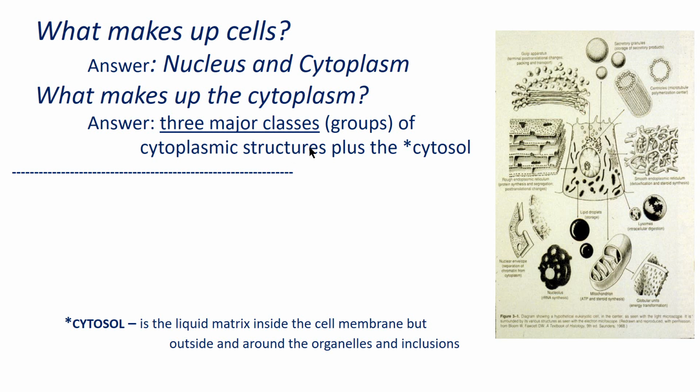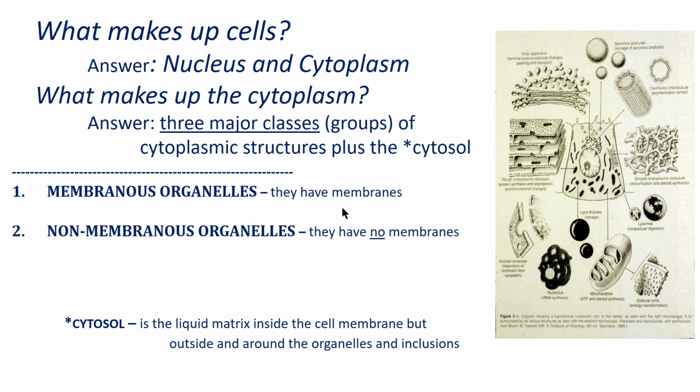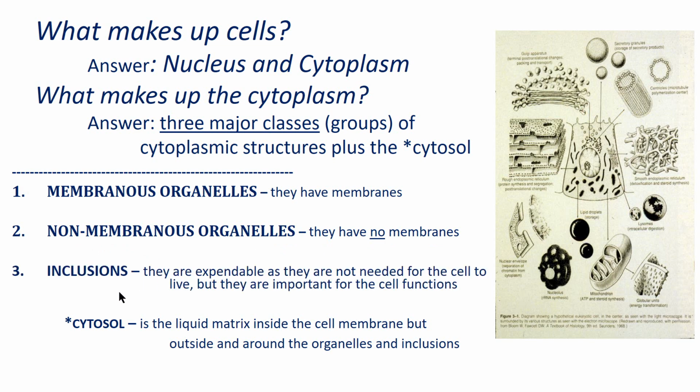But we have three major classes or groups of structures inside the cell. One is the membranous organelles. That is, they have membranes. If you've got membranous organelles, you probably also have non-membranous organelles. They have no membranes. And then the third component are the inclusions. These are things that are expendable. They need not be in the cell for that cell to live, but they are important for that cell's function. So we'll talk about each one of these: the membranous organelles, non-membranous organelles, inclusions, and the cytosol, which surrounds these structures.